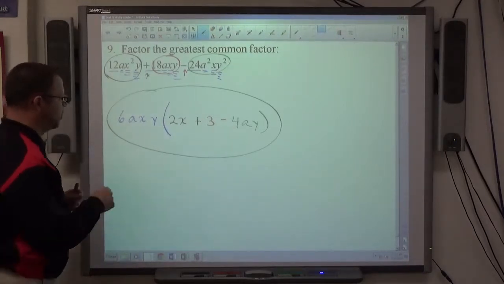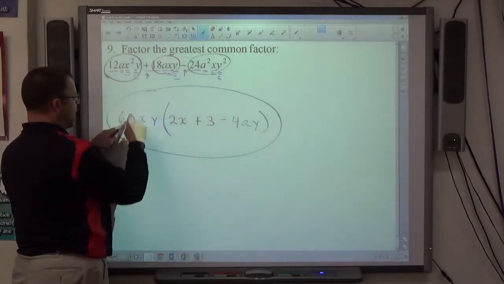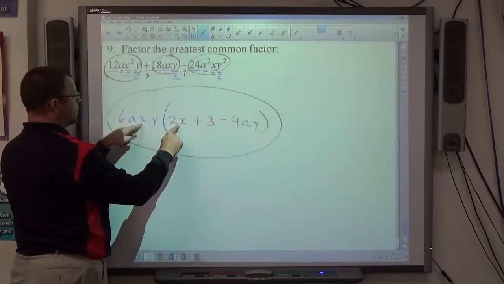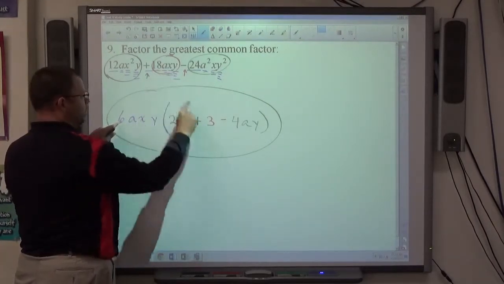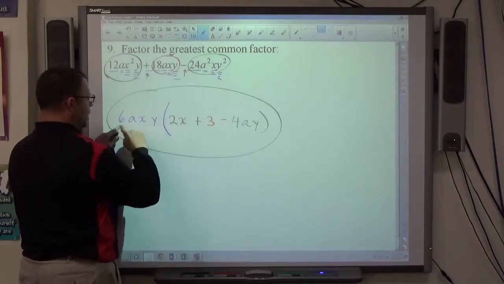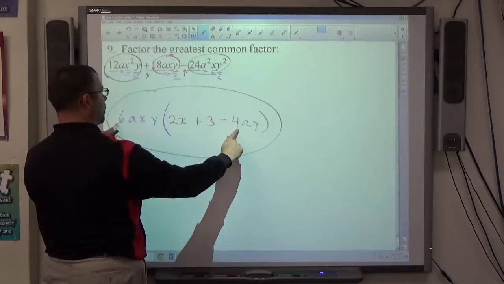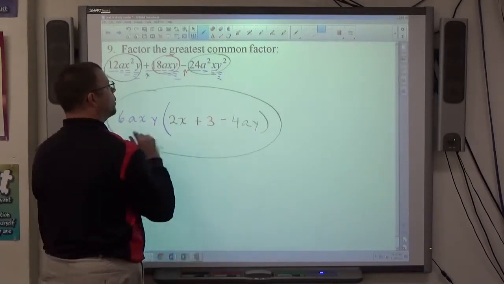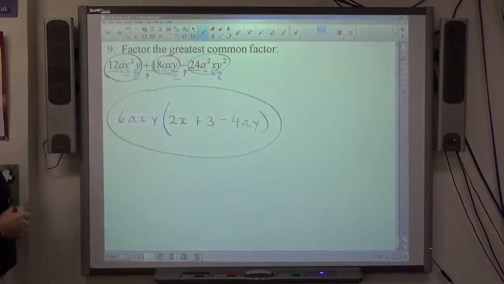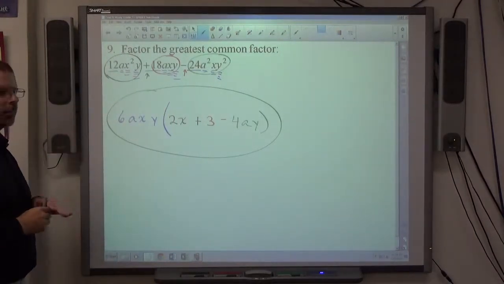And again, verification is simple. This times this should make that 12a x squared y. This times this should make the middle 18axy. This times this should make the last negative 24a squared xy squared. So if you get the original problem through the distributive property, that means your correct answer is on your paper.